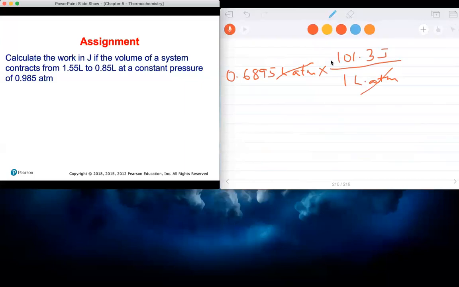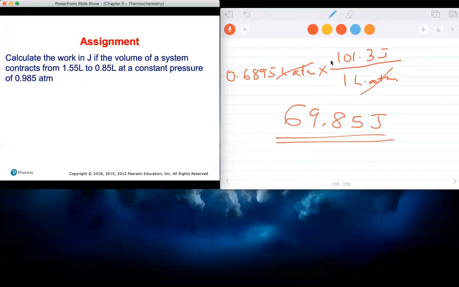So 0.6895 times 101.3, and this is 69.85 joules. So 4 significant figures. Sometimes they might ask you in kilojoules. You have to do that.